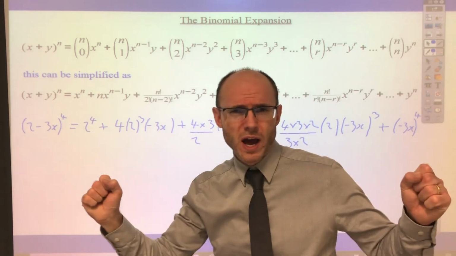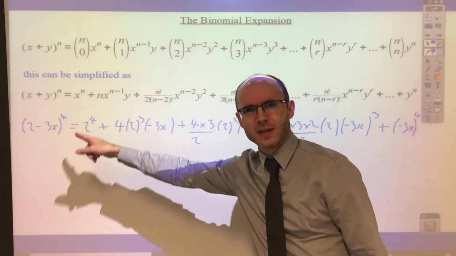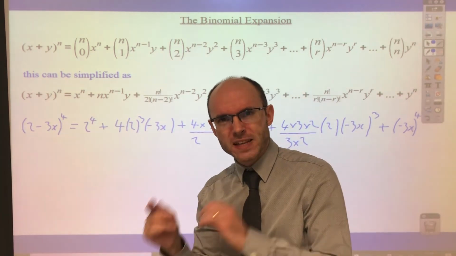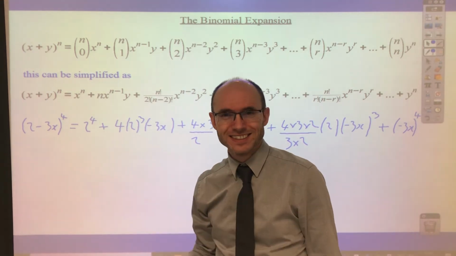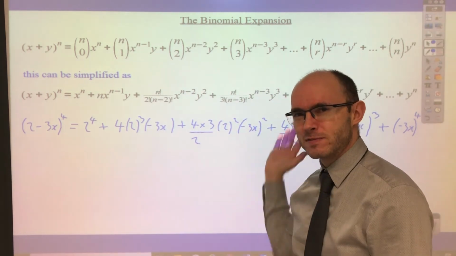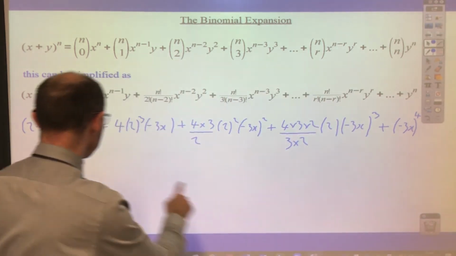Hey, you got it all on one line. That's because I chose power 4. Okay. When I go any more, like power 5, I can't fit it all on one line. So I chose power 4 because I kind of knew I'd be able to fit it on one line. There we go. Then we just do the simplification.